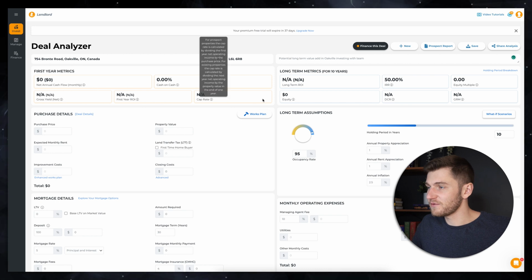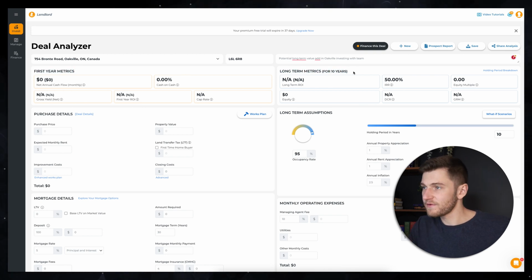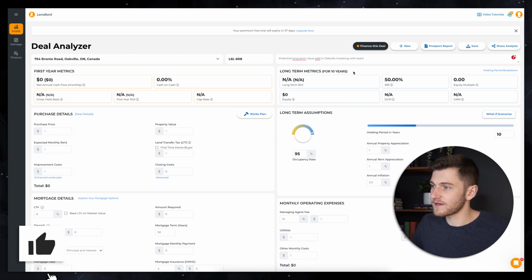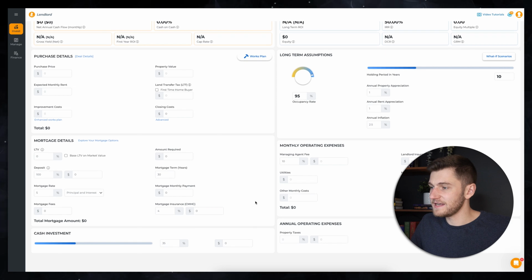All right, now from here, you'll be presented with these two upper boxes indicating first year metrics and long-term metrics for 10 years. And both of these are going to be updated in real time as you add information about the property in these 6 boxes down here. So let's do that right now.